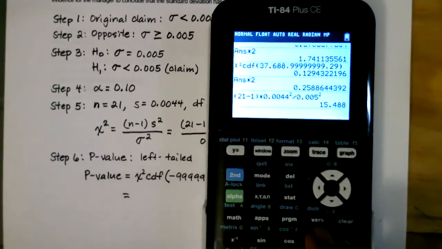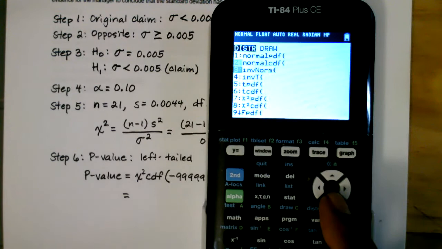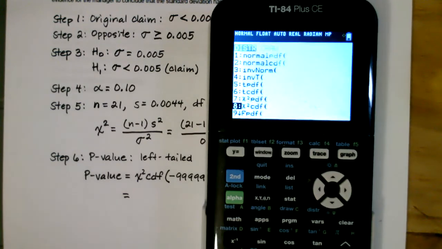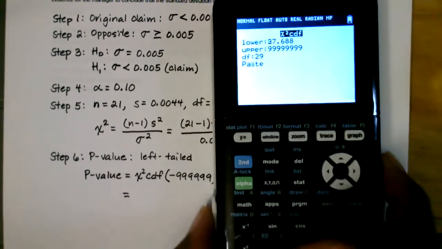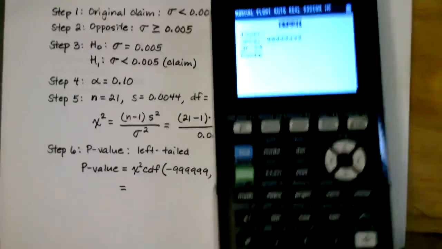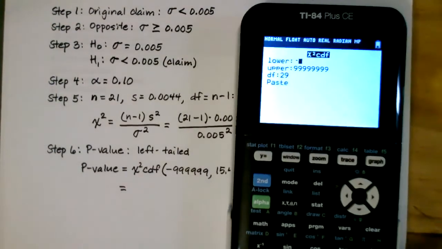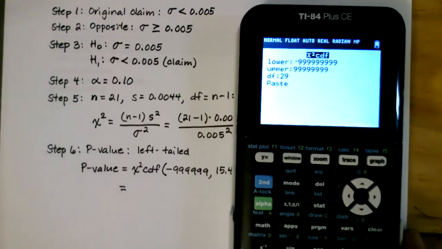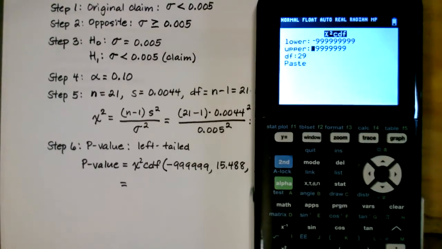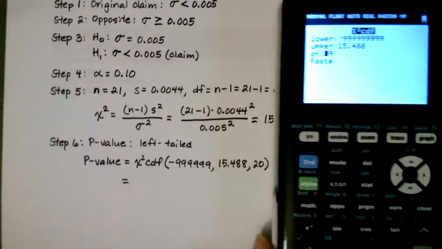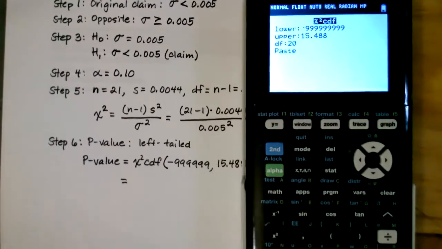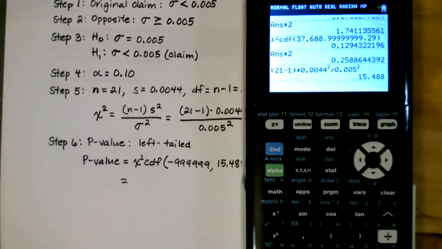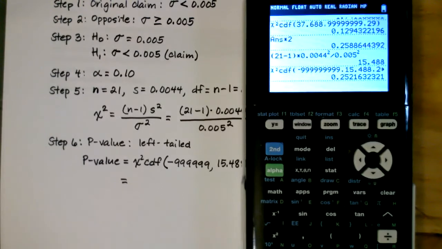So here I'm going to do second bars. Arrow down to chi-square CDF, press enter. The lower would be, let's see, the negative key is at the very bottom of the calculator. I forgot to mention that. And then as many nines as you want. And then use your down arrow key or press enter. My test statistic was 15.488. Then enter. The degrees of freedom was 20. So we type in 20. And then paste. Then hit enter again.